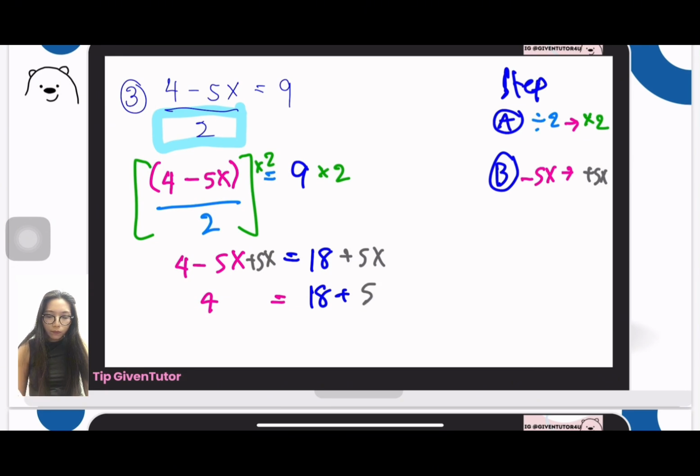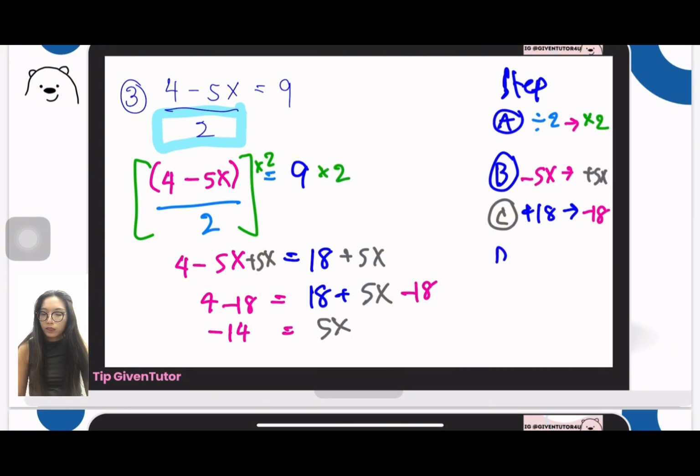After that, step C, you will minus, right? Because this is the plus 18, so we will do the minus 18. It will be minus 18 in here, minus 18 in there. So what we get right here is minus 14, and we get the 5x.